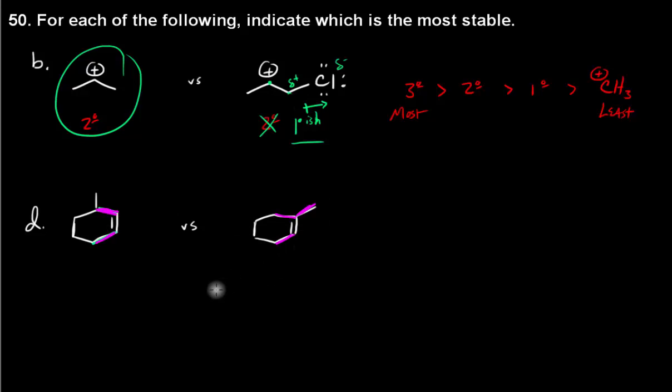So we had already said in class that the more R groups that you have attached to your alkene, the more stable it is. So this alkene is going to be more stable. Okay? And this alkene is going to be less stable. And it's actually as simple as that. Okay? Next question.